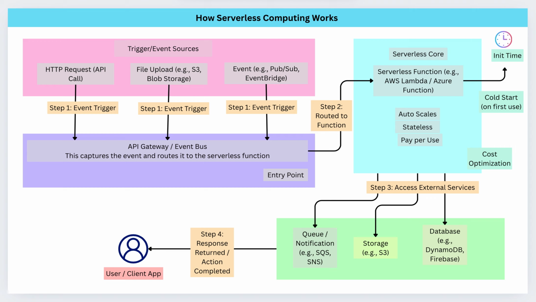There are backend services that your serverless function interacts with, such as a database for storing structured data, for example user info and transaction logs, and storage for saving files, images, and documents, etc. And queue and notification service for messaging, background processing, or alerting users or other systems. These services provide persistence and communication support to your serverless application.